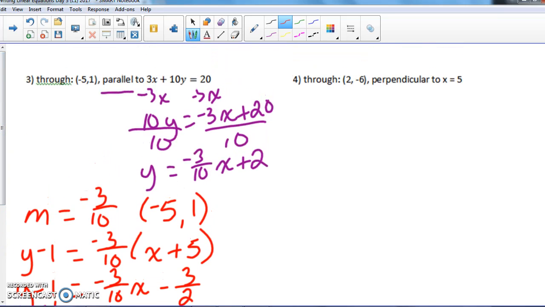Okay, look up at number 4. So through the point 2, negative 6, and perpendicular to x equals 5. All right, this one's kind of a funny one. It's a special case, so to speak.